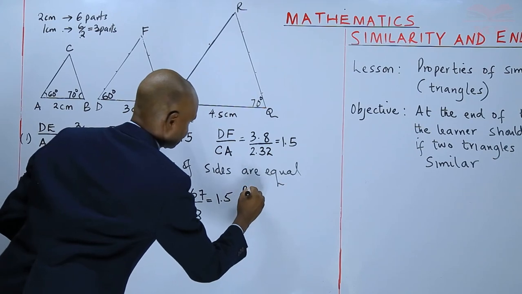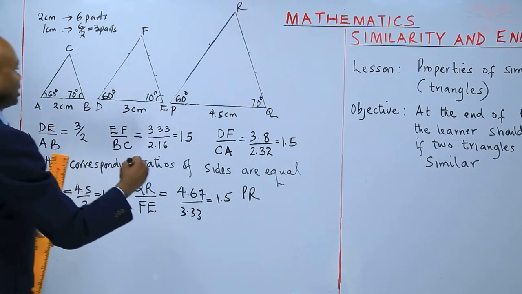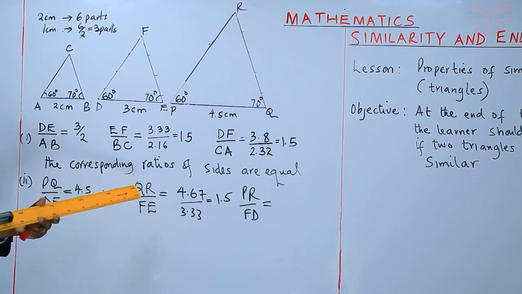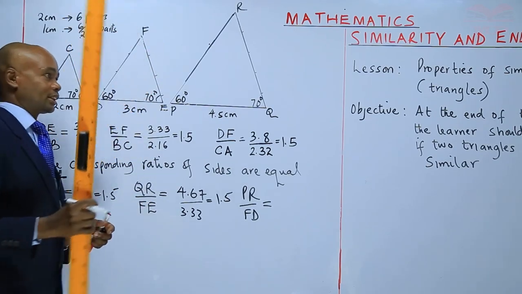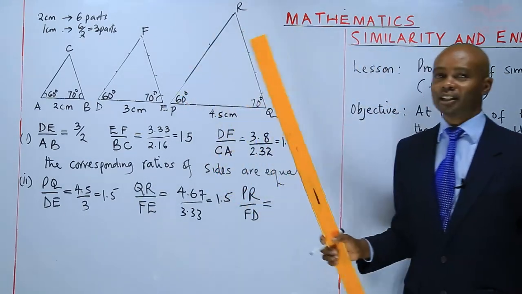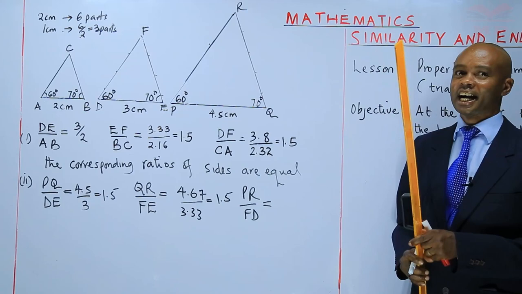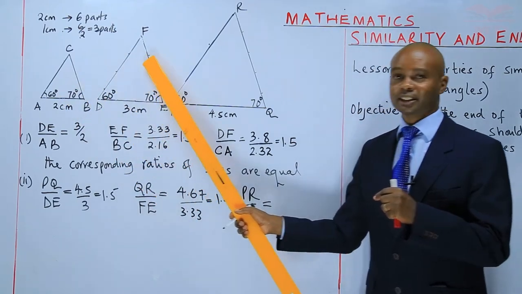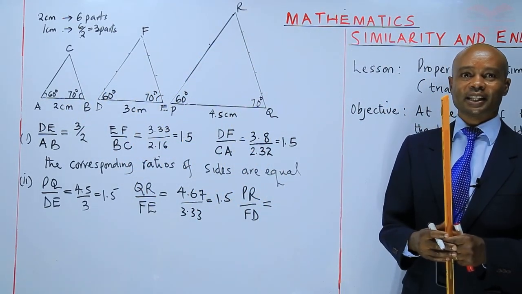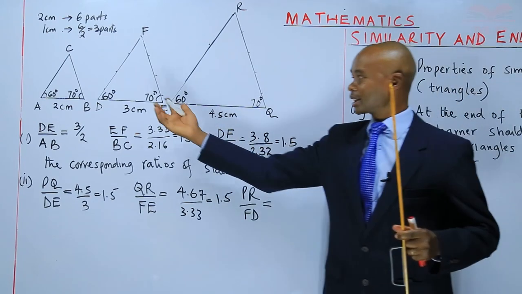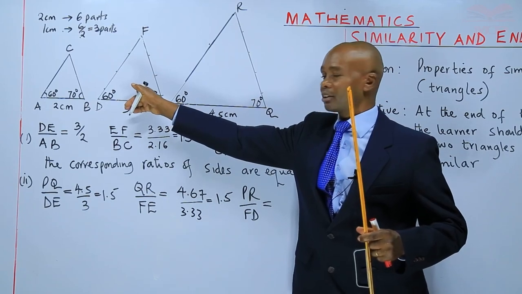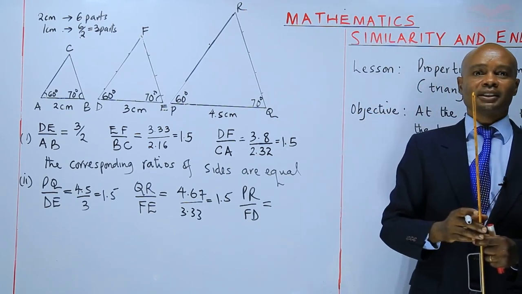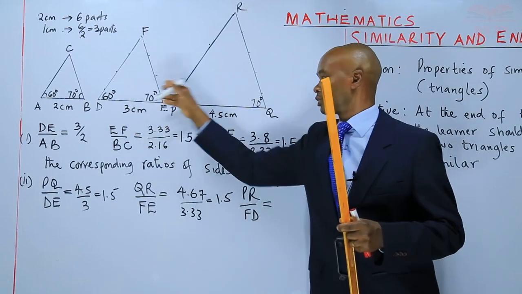I can also come to PR. PR divided by FD. When I'm doing that, what am I trying to get? I'm trying to get the ratios of the corresponding sides. And notice that in similarity, we always compare a pair. In the first one, I was comparing the first triangle to the second triangle to see whether they are similar. When I come to the second one, I'm comparing the triangle in the middle and the larger of the three. You always compare two to come out with similarity. You don't involve three.